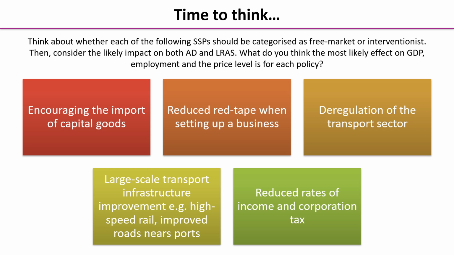Draw a diagram for each one, and then once you've worked out how much you want to shift both AD and LRAS, you can see what the impacts are on the macroeconomic objectives of GDP and employment and the price level. You might even want to think about some of the other macroeconomic objectives as well, like equality or the environment, to see if there's any other evaluation you can add in. When you've finished that, you might want to send them to your teacher to get some feedback on how you've done in analysing and then evaluating the effectiveness of those policies.